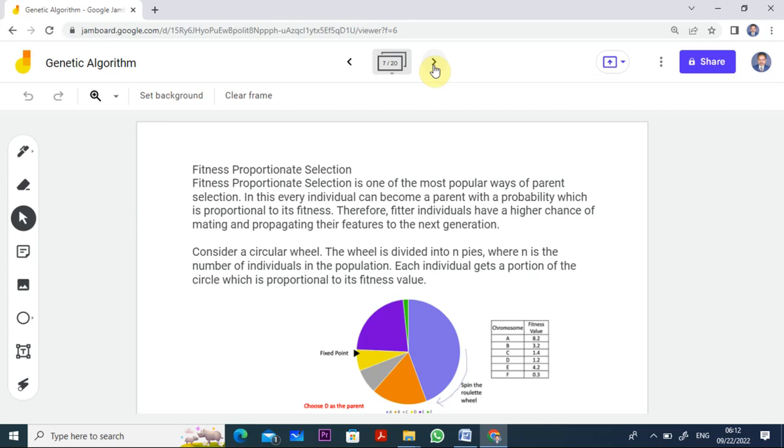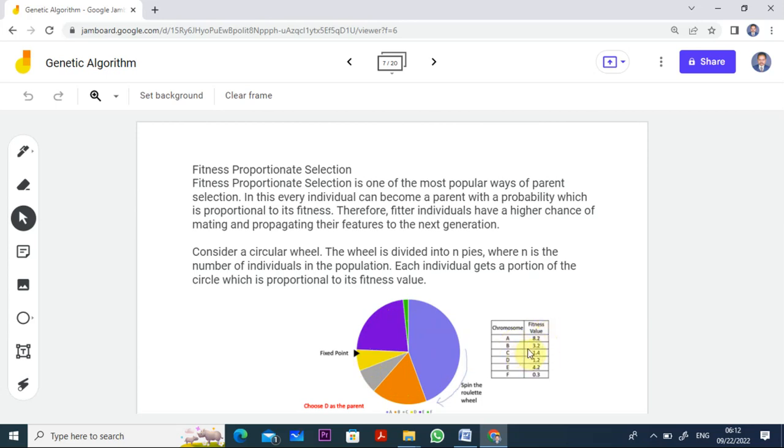Now consider what we are considering: we are taking a circular wheel. You can see it is just like a pie, n number of pies are there. This blue color is one, this red color is one, again this grey color is there, yellow color is there, deep blue color, and green color, all these are there. How do you calculate all the things? Suppose they are represented by the chromosome A. So A, the fitness, is given as 8.2.